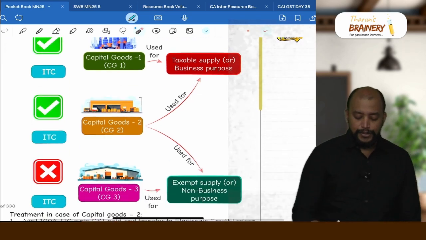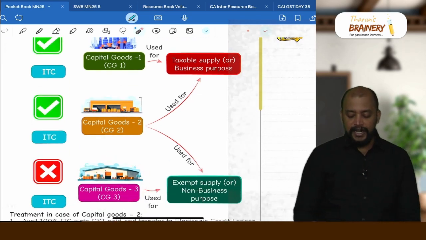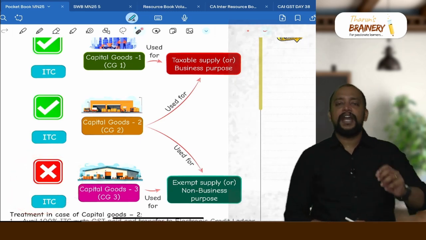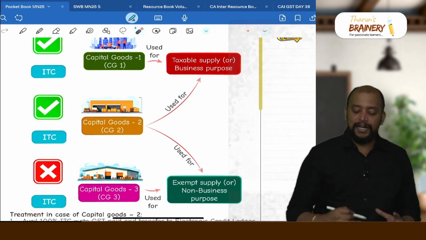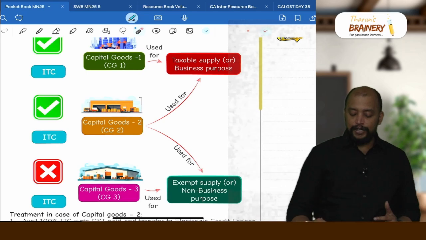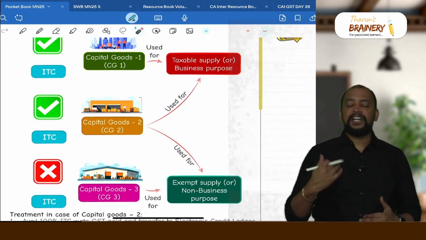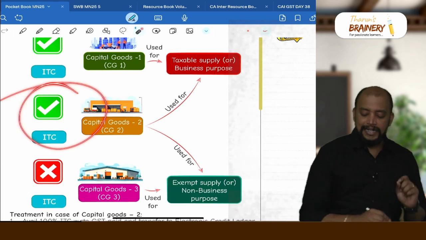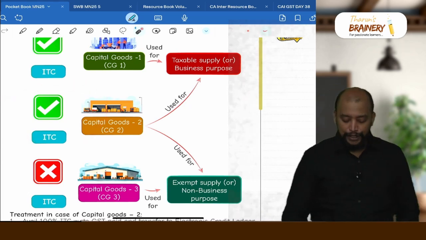We have capital goods 3, which is used fully for exempt or non-business purpose. Can we take ITC? No, we cannot take ITC. But we have some common capital goods, which is partly used for taxable or business, partly used for exempted or non-business. Still we can take the ITC, but proportionately we need to do the reversal.